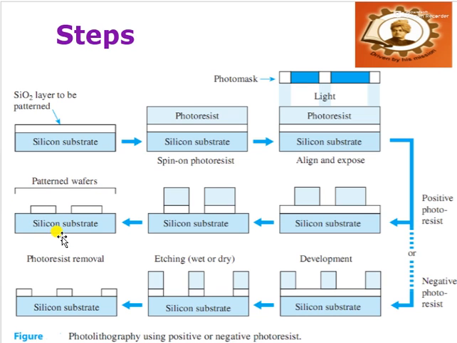That is called pattern transfer. In case of a negative photoresist layer, only the transparent portion will be transferred to that substrate, that is called development. Then there will be some etching process. We remove the rest of the SiO2 layer, and after that we remove our photoresist, that is called photoresist removal. So this slide clearly explains how photolithography is done for both positive photoresist and negative photoresist.